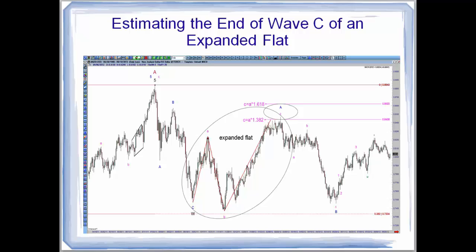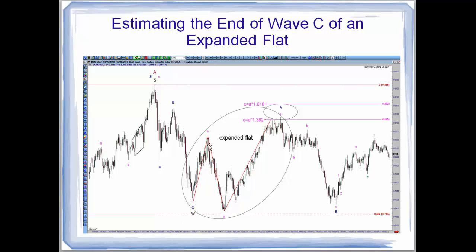Here's the last example I'll be showing you in this video. It continues with the expanded flat and shows how to set a target for the end of wave C of an expanded flat after waves B and A are complete. Wave C of an expanded flat most commonly ends at either 1.382 or 1.618 times the length that wave A was.